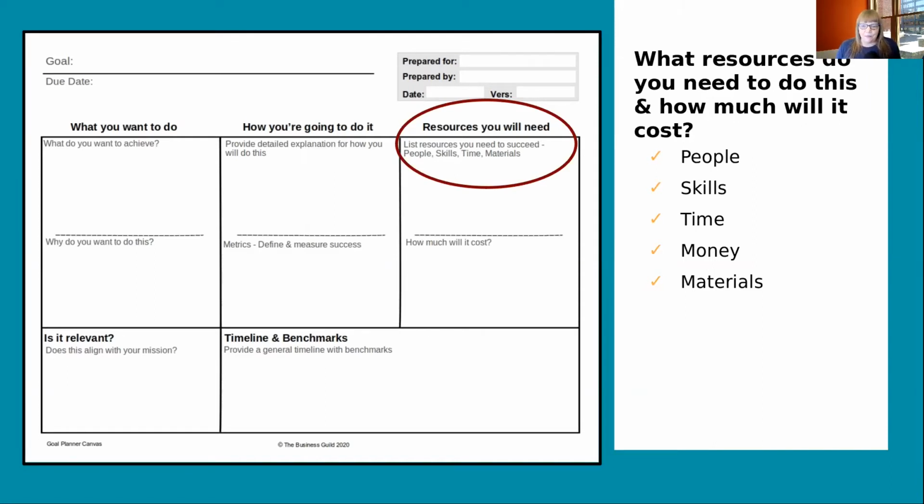Will you need to learn a new skill to do this? Do you need to hire someone to do some of the work? How long is it really going to take if you still have to work a day job while you're pursuing this? And finally, how much is it going to cost and where are you going to find this money? These are all very important questions that you have to answer before you can commit to a business goal.